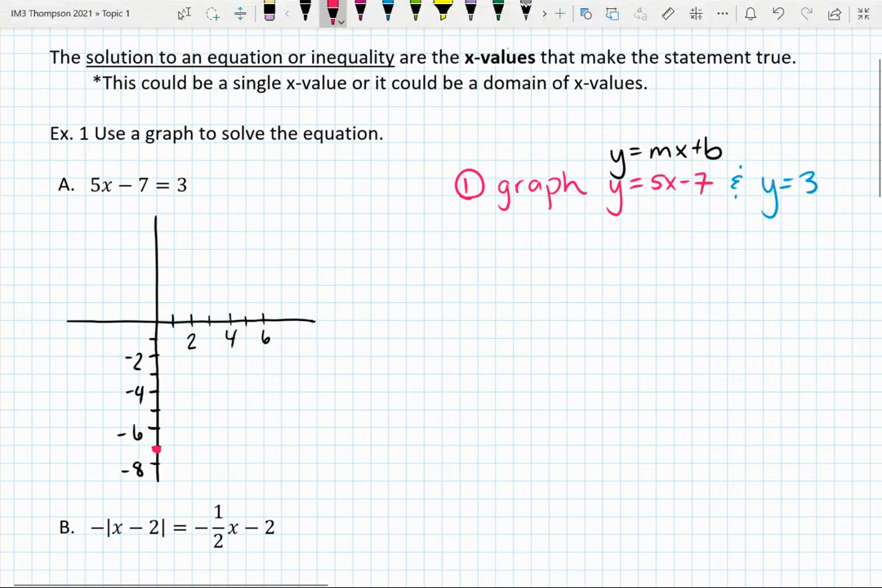And then the slope is 5 over 1. M stands for the slope. So the slope, I'm going to go up 5 and over 1. 1, 2, 3, 4, 5. And 1 to the right. 1, 2, 3, 4, 5. And 1 to the right.